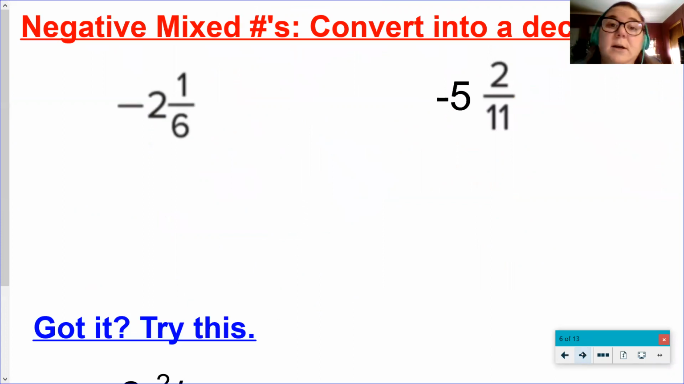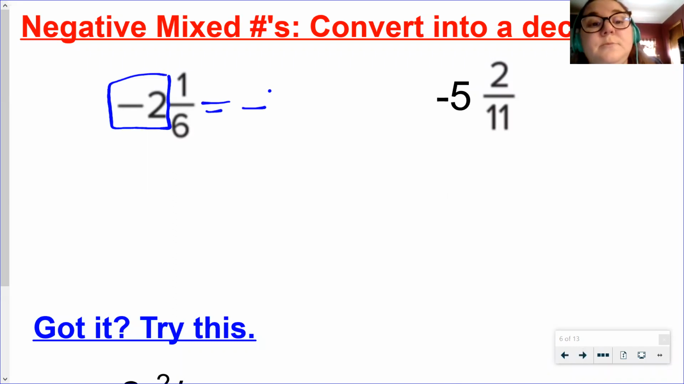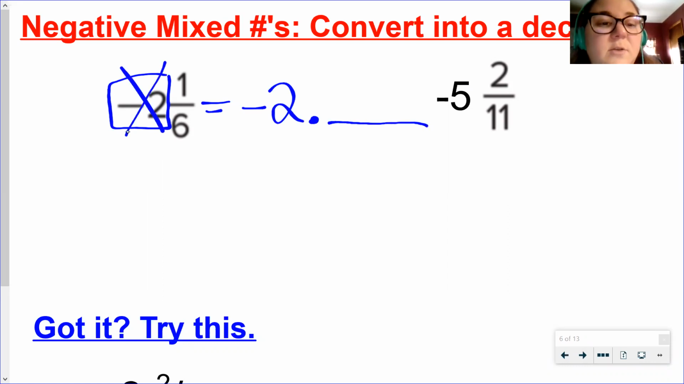Okay, same thing as before. Only difference is now I have a negative mixed number. By the way, these are rational because they can be written as a fraction. They're already in fraction form. So here's what I do. I take this whole number part and bring it over. So instead of it being negative 0 point something, it's going to be negative 2 point something. I took care of that. So all I have to do now is change 1/6 into a decimal.